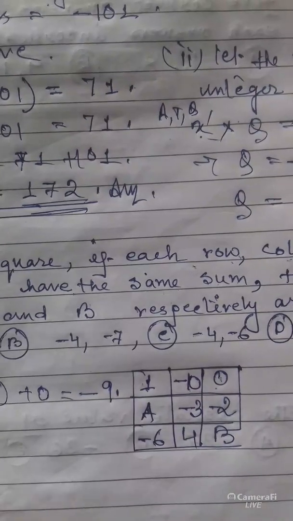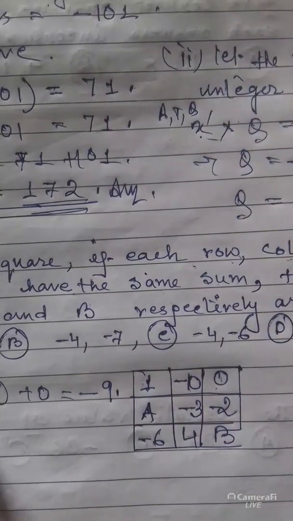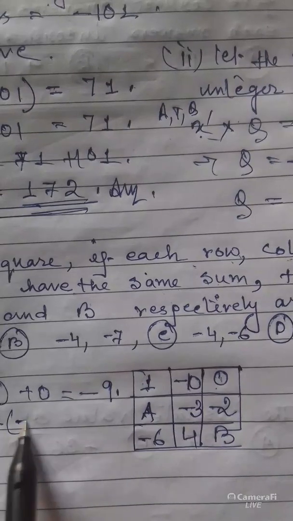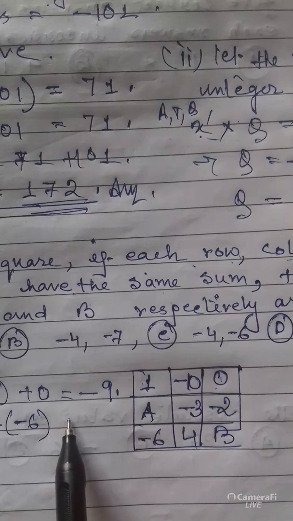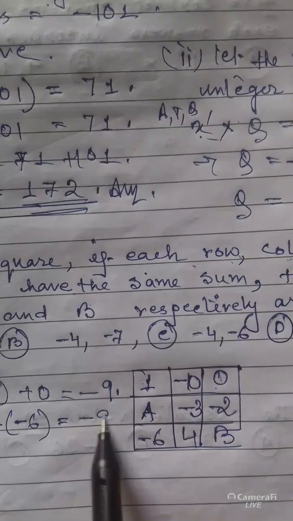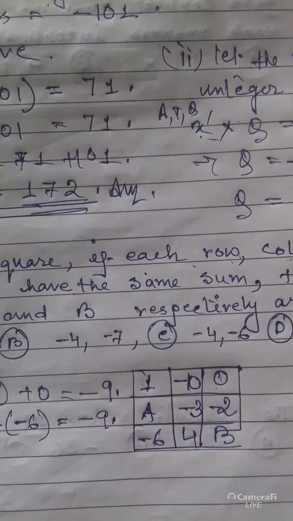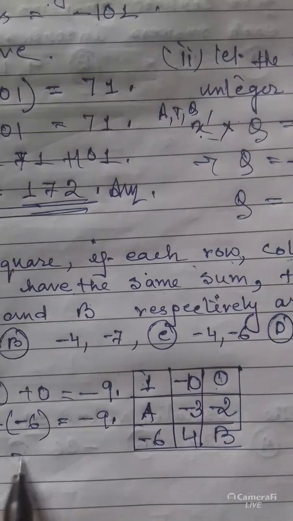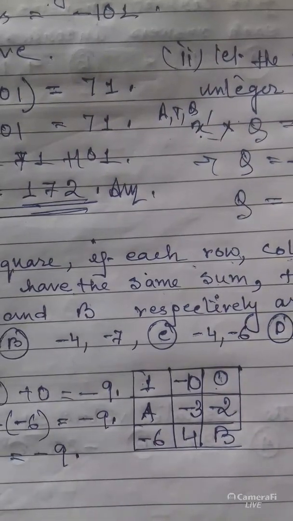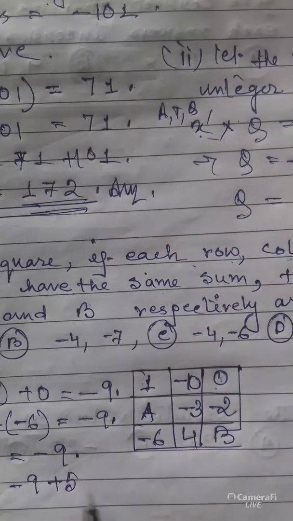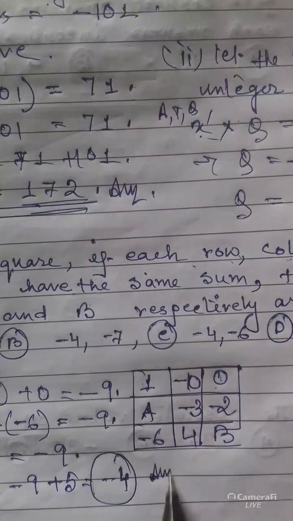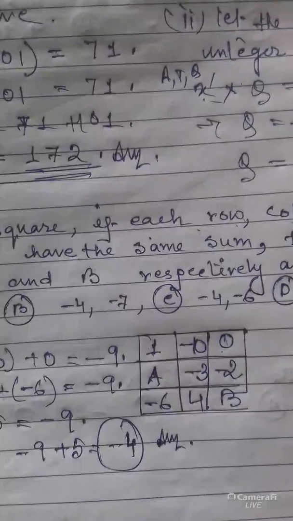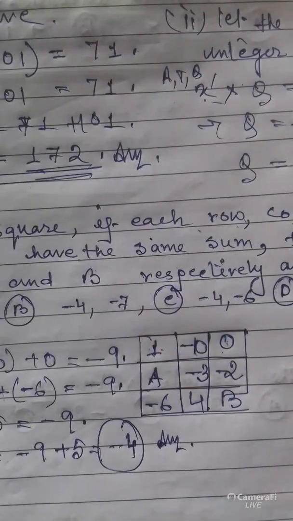Again, vertically, 1 plus a plus minus 6 equals minus 9. Then a minus 5 equals minus 9. So a equals minus 9 plus 5, which means minus 4. A equals minus 4. This is the answer.